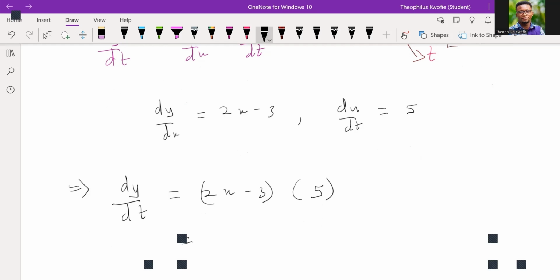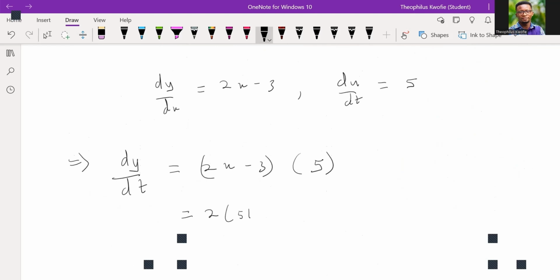Okay, good. Now, what's our u per the given problem? Our u was given to us as what? 5t minus 1, multiplied by 5. So this becomes the result or the solution to the given problem. I hope we are okay. So if you have any question, please again put it in the comment section, and I will attend to you.